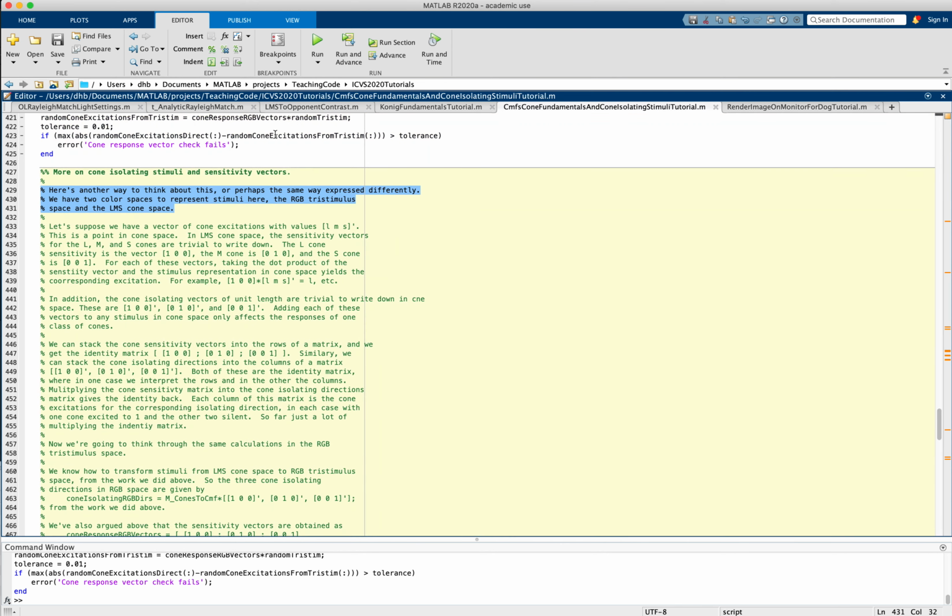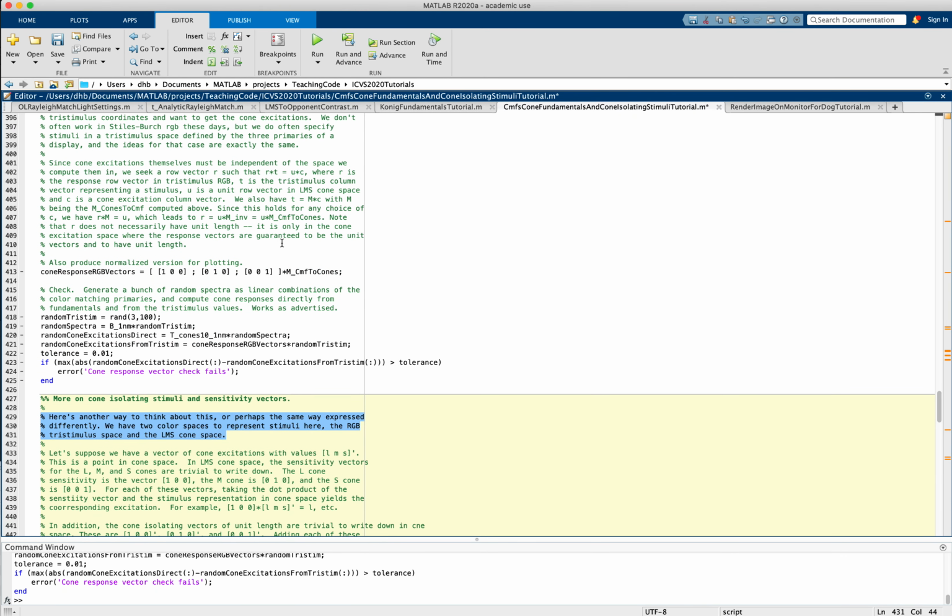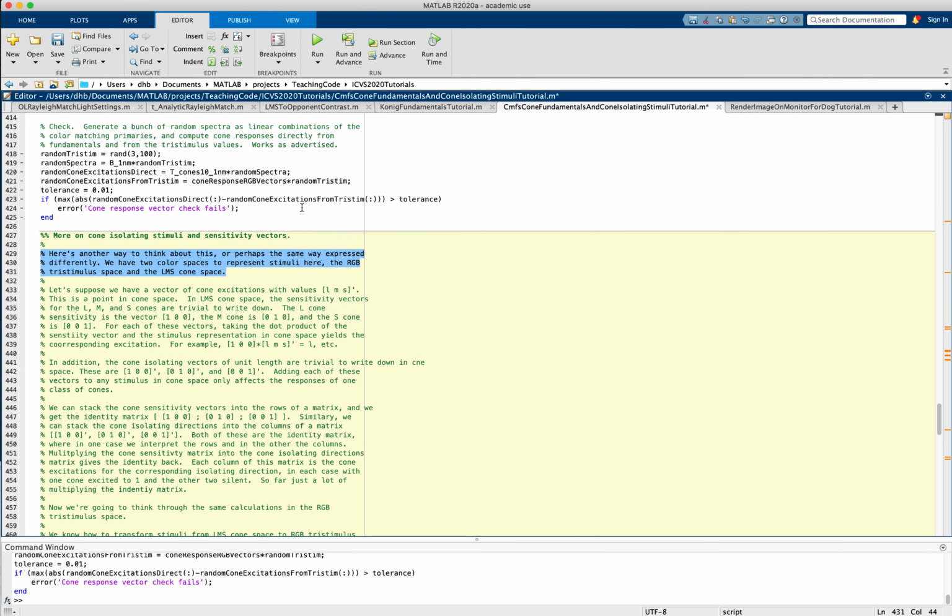Let's just talk a little more about the idea above and express it a little bit differently, because it takes a little while to absorb these ideas. Let's suppose we have a vector of cone excitations with values LMS, and we put them in a column vector. That's a point in the cone space. And in the cone space, as I said above, the sensitivity vectors are trivial and are the unit vectors. And so we can compute, for example, the L cone sensitivity as 100 times the LMS coordinates. And that's just what I was saying up here: U times C for the one choice of unit vector gives me the corresponding cone coordinate.